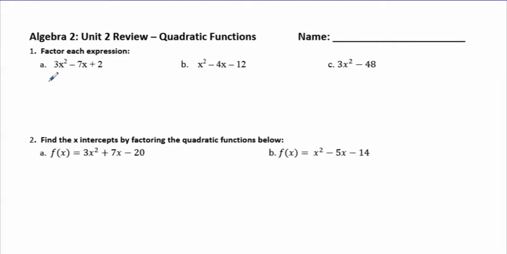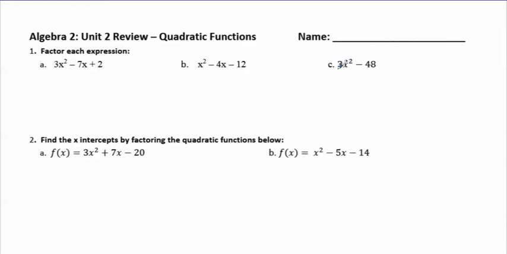On page 1 we're going to start by factoring. Anytime you need to factor, you always want to look first to see if there's a greatest common factor to take out. So looking at problem 1, I have 3x squared, 7x, and 2. I don't see a common factor. In B, I see x squared, 4x, 12. I don't see a common factor.